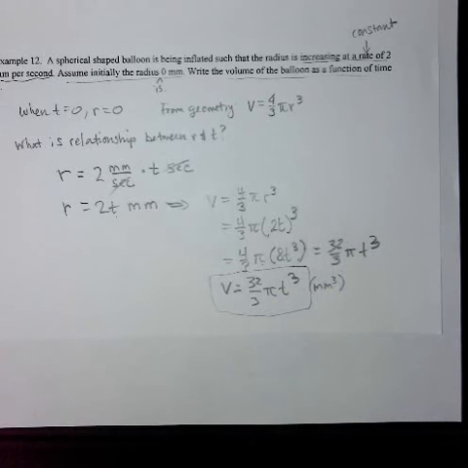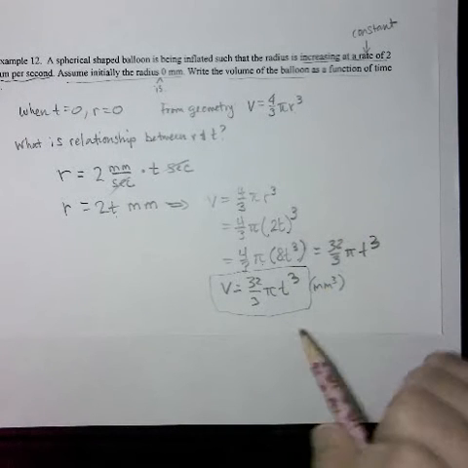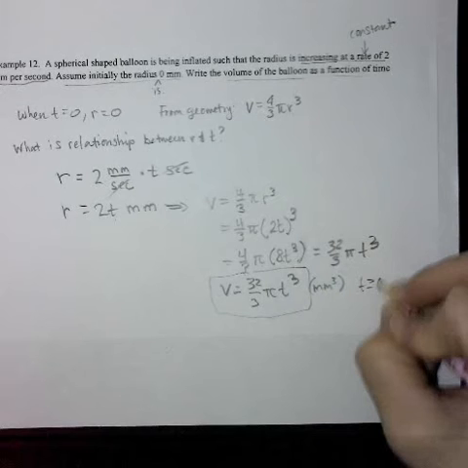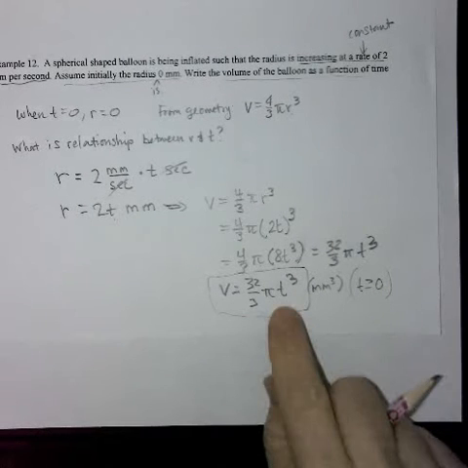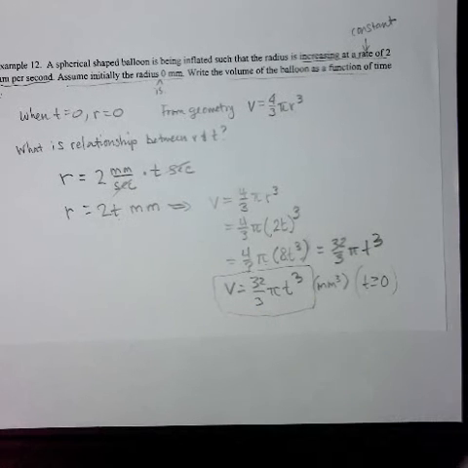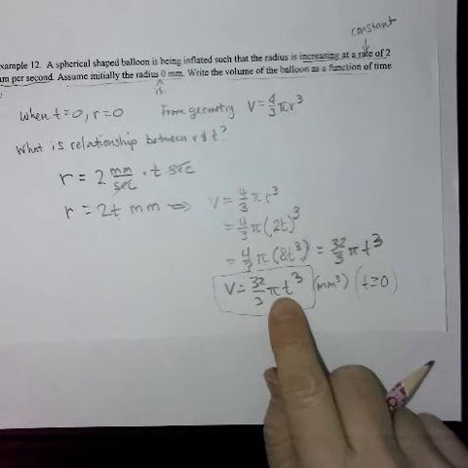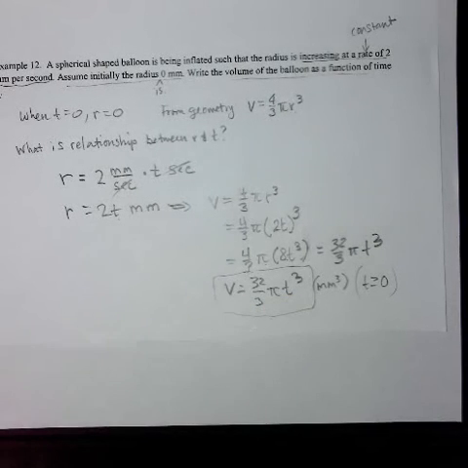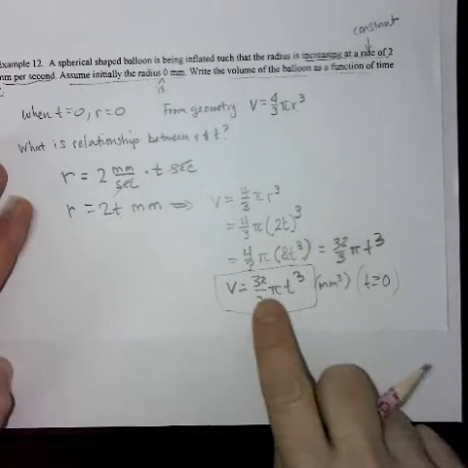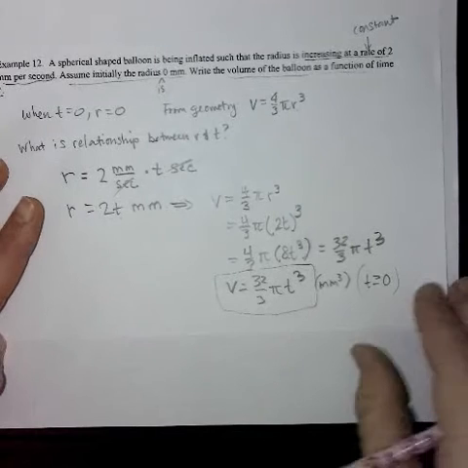Oh, the domain. Keep in mind then t would have to be bigger than or equal to 0 here for this to make sense. If no time has passed, then there's no volume. But as t is increasing, the volume's increasing. Of course, there would be some sort of constraint. Eventually the balloon would pop, but we'll ignore that.